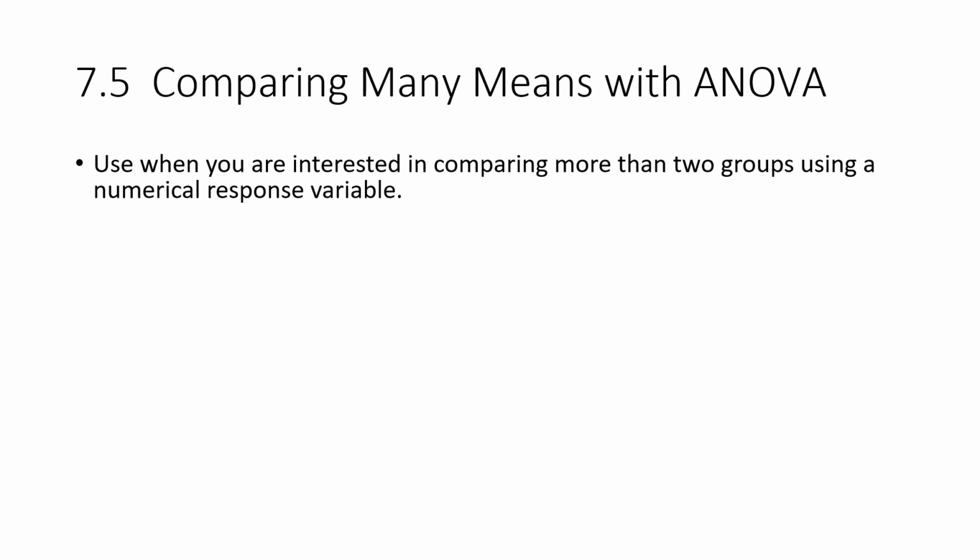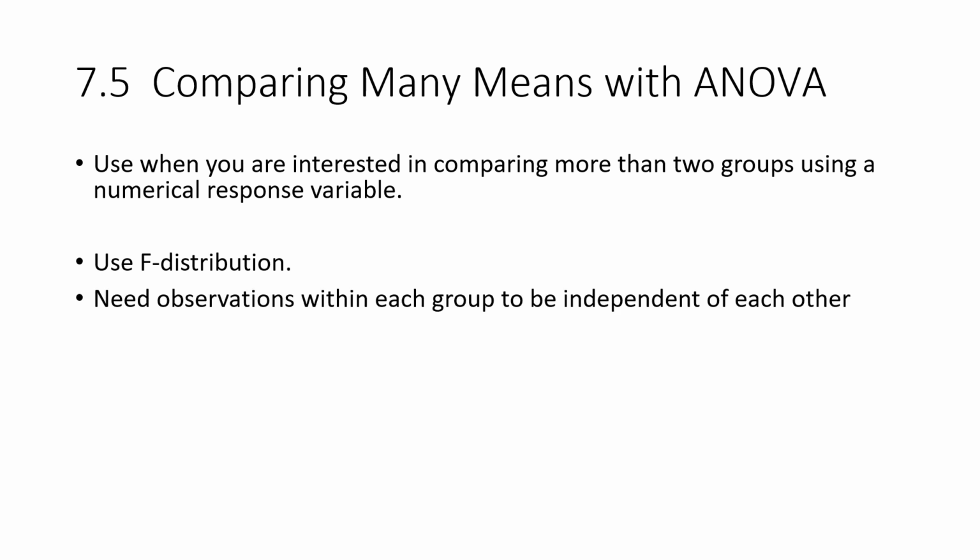And then the last topic in this section is looking at how to compare many means with ANOVA. This is when we're interested in comparing more than two groups using a numerical response variable. When we use ANOVA, or analysis of variance, we calculate an F statistic and use an F distribution to find our p-value. You'll learn a lot more about that in the videos for the lesson.